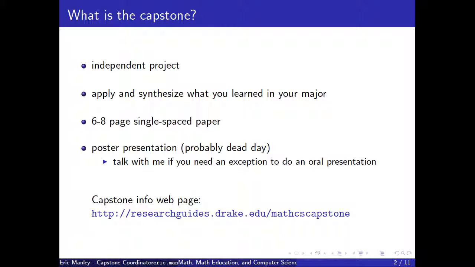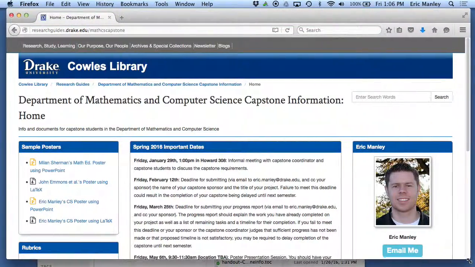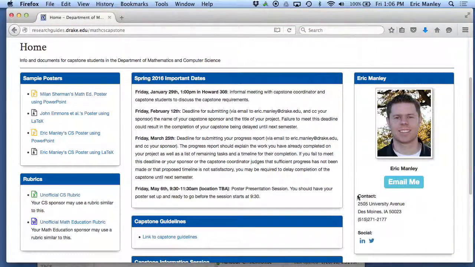There's also a web page that goes with the capstone. It's on the library web page actually, this research guides thing. I'll show it to you real quick. If you go there, this has a lot of the important information that you'll need. Probably the most important thing you want to look at is this part right here, which is on important dates, right? There's not very many important dates, but there's a few to be aware of. Okay, so look at that stuff there.